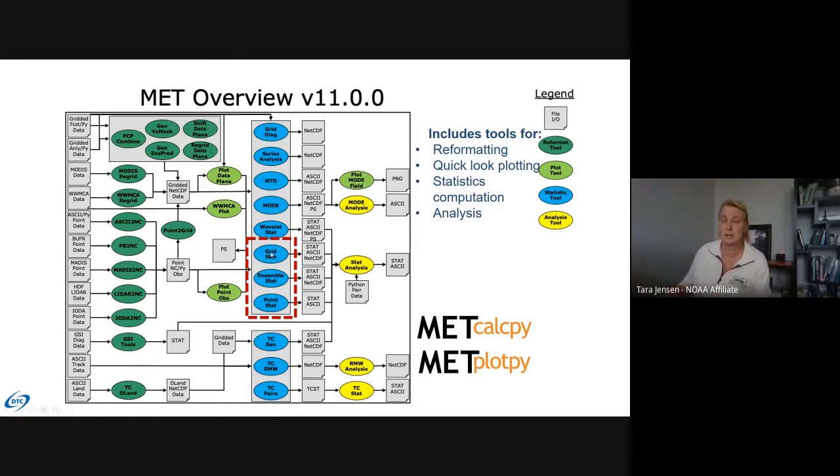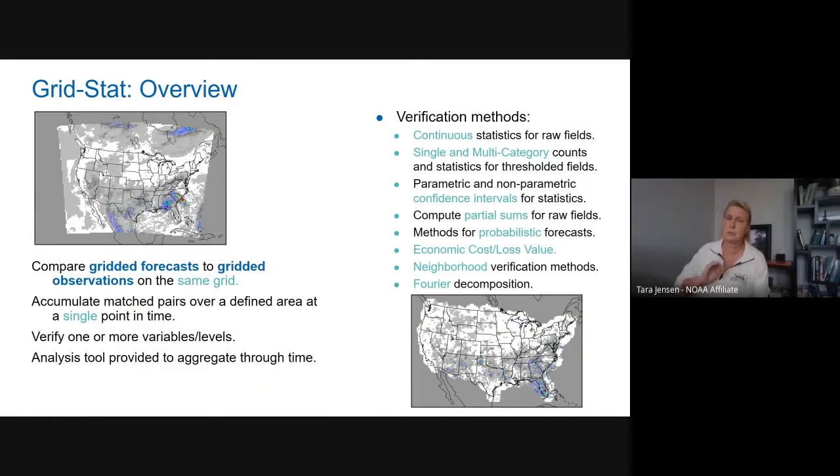So GridStat is what we're looking at right now. Here's just a really basic overview. Basically, GridStat is intended to compare gridded forecasts with gridded observations or analyses that have been put onto the same grid. At this time, those have to be fairly standard projections. We're working towards being able to handle more unstructured grids and so forth. That's coming in the next 6 months to a year.